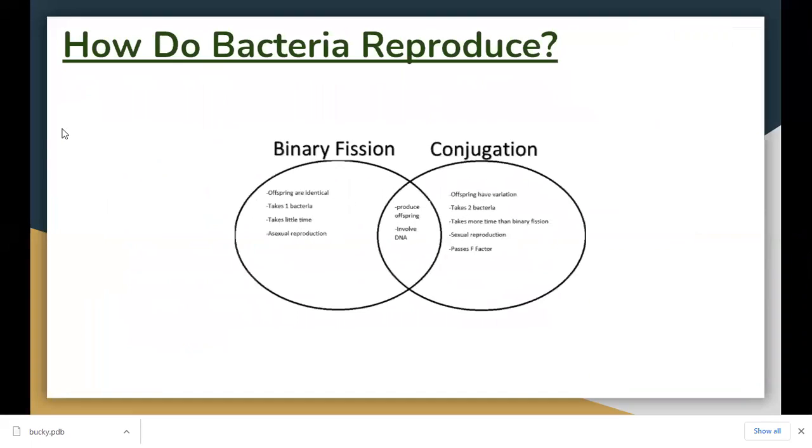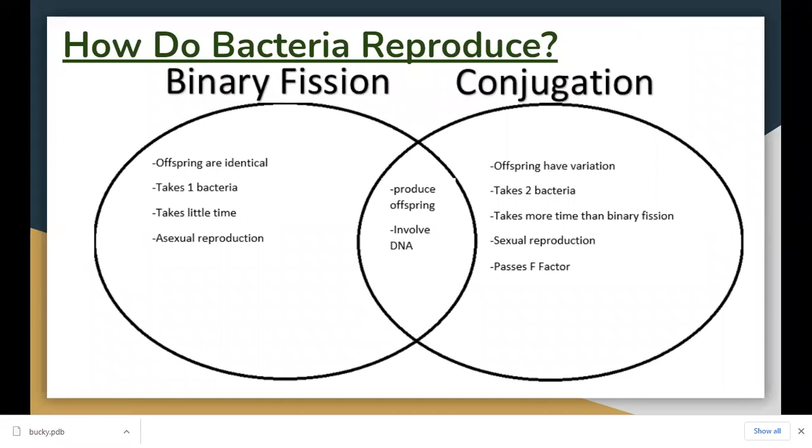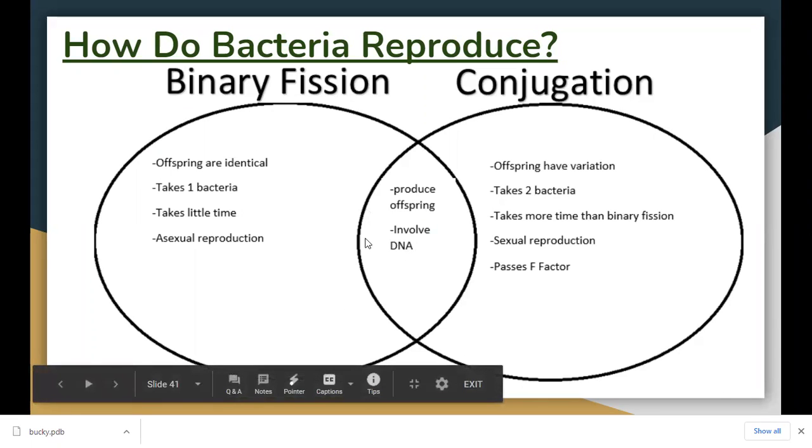How do bacteria reproduce? Again, let's look at a comparison between binary fission and conjugation. In binary fission, the offspring are identical. It takes one bacterium, takes little time, and it's through asexual reproduction. In conjugation, the offspring have variation. It takes two bacteria, takes more time than binary fission. It's through sexual reproduction, and it passes an F factor, which you don't really need to know about. How are they the same? They produce offspring. They involve the DNA.